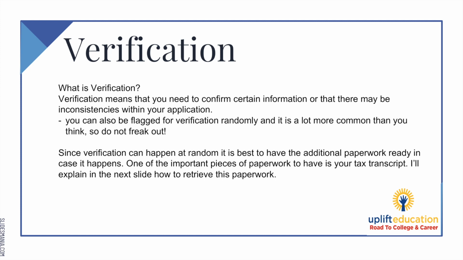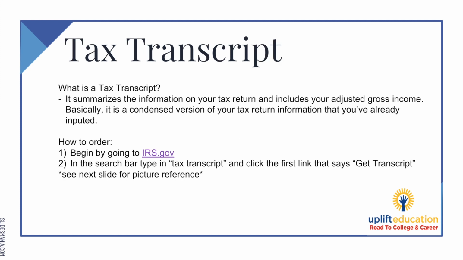One of the best ways to get ahead of the verification process and make sure that you are prepared is to order a tax transcript, which basically summarizes the information on the tax return and includes like the adjusted gross income, and it just condenses what your tax information says. So you've already done it. It's really just ordering it.